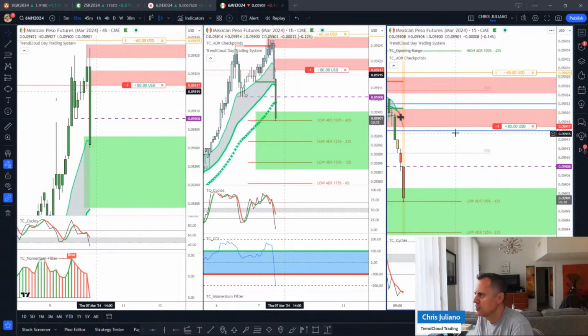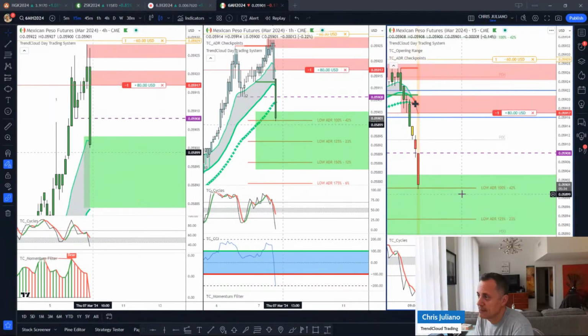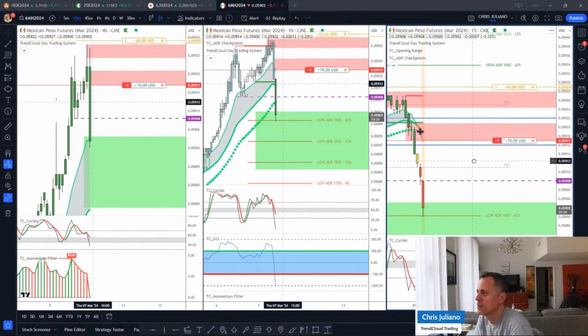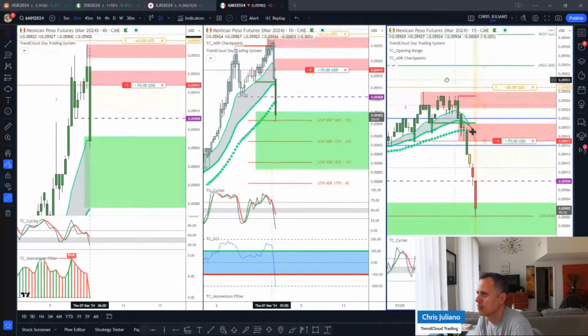If it does pull back, I mean, it already hit the first ADR checkpoint. So now we might get a whole bunch of sideways movement, but we could still survive. We can still survive this and start getting back in here and here because we're protected by structure.